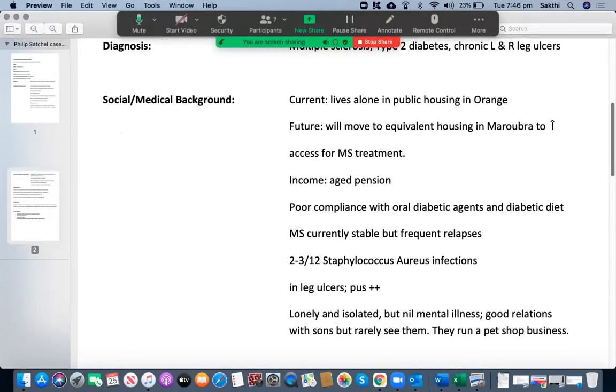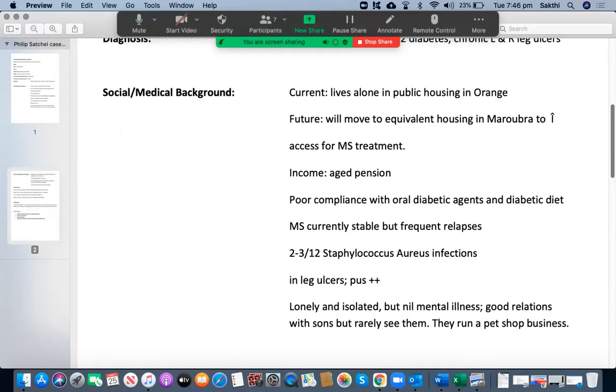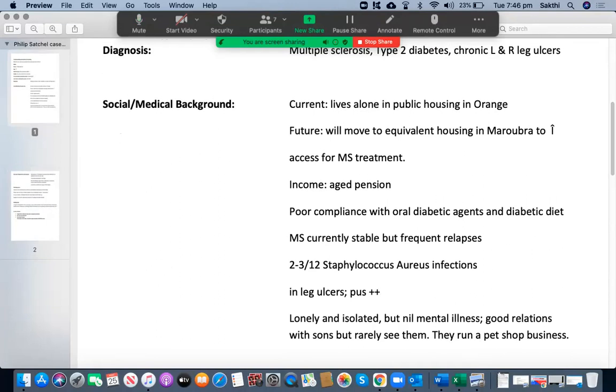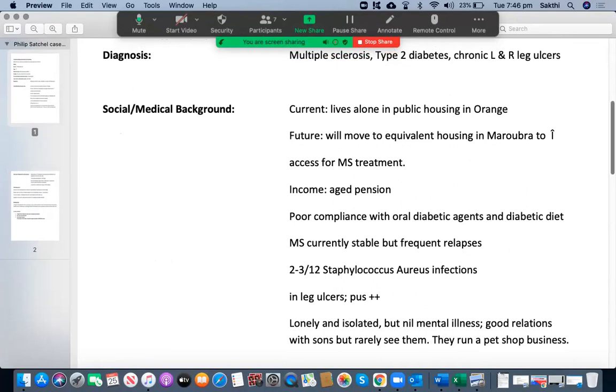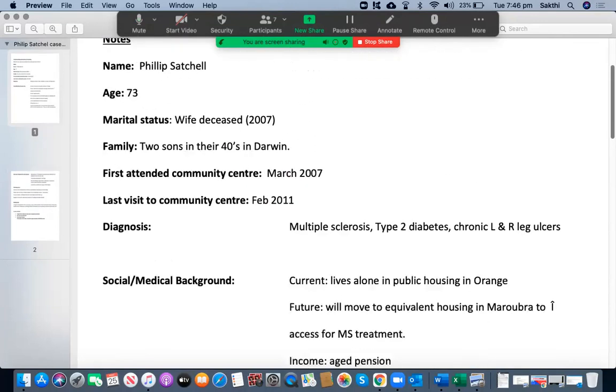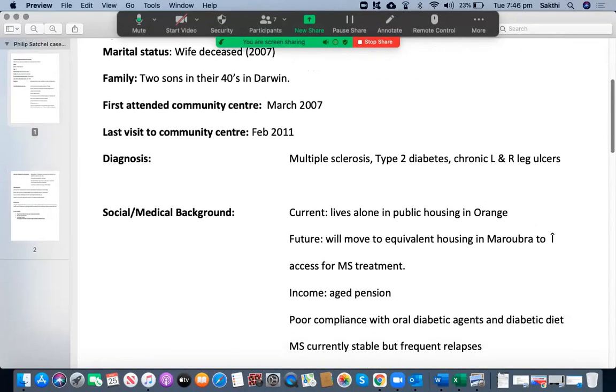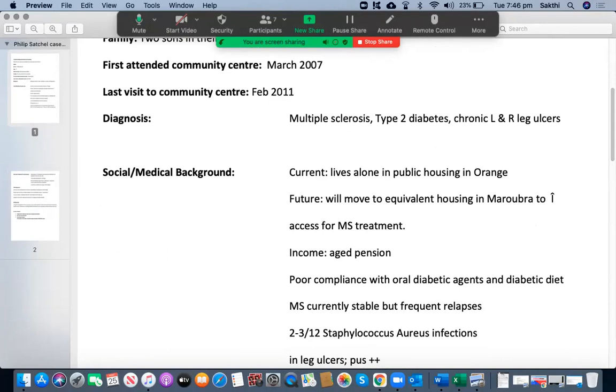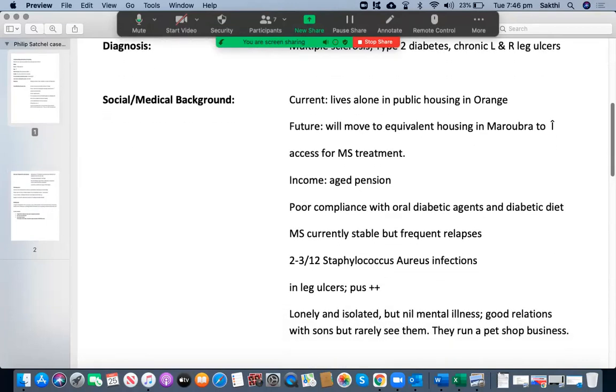I think it's a known case, I believe. That didn't mention any admission, sir, but the discharge plan is mentioned. Okay. All right, first attempt to the community center. Okay, no worries. Diagnosis, multiple sclerosis, type 2 diabetes, chronic LN. Okay, that's all right. And then the social.